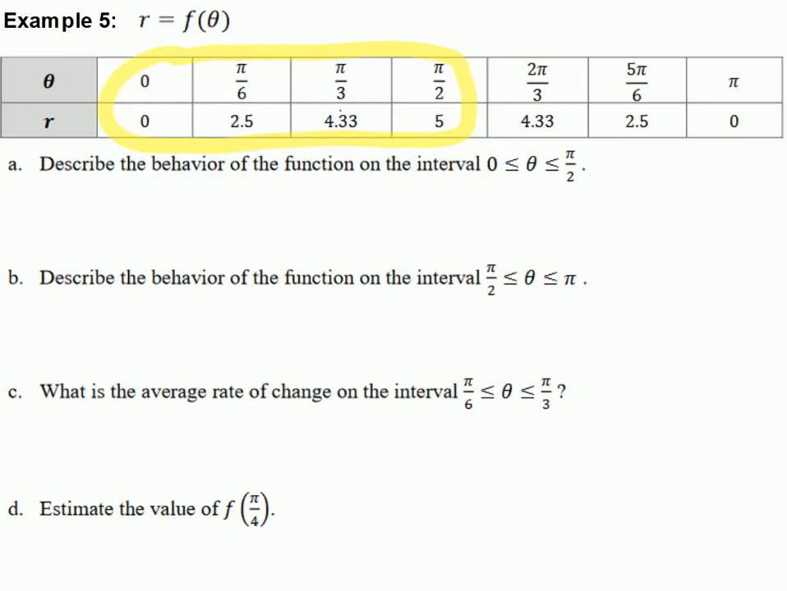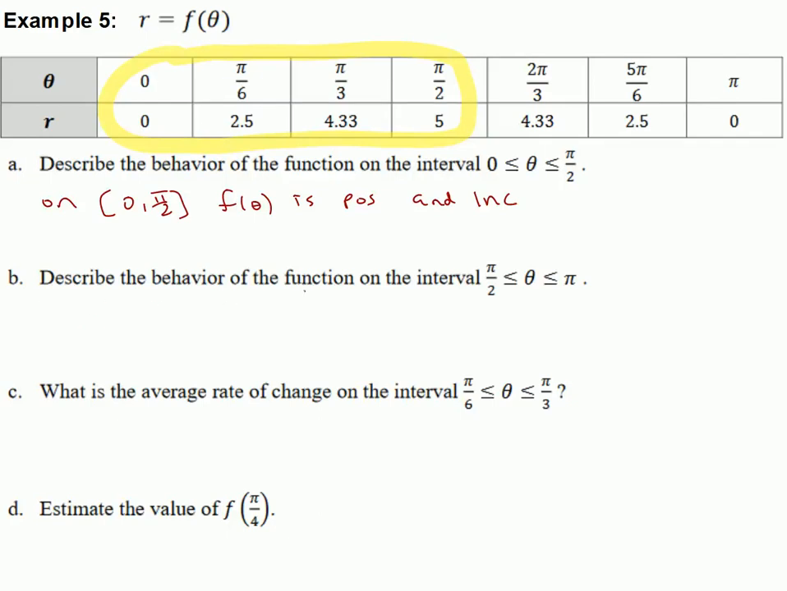First off, those are all values that are positive, right? So I can say the function has positive values, and I can also say that from 0 to pi over 2, the function is in fact increasing. You see all those r values are going up. So let's write that. Describe the behavior of the function on the interval from 0 to pi over 2: f of theta is positive and increasing. So just a little extra practice with only a numerical representation.